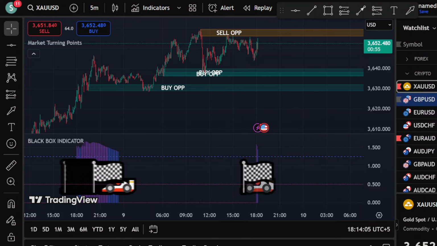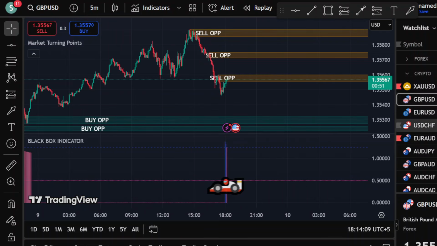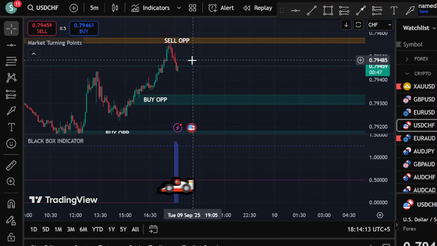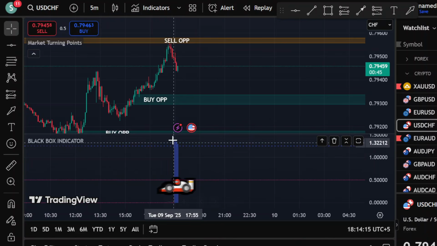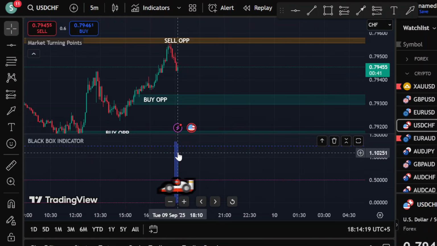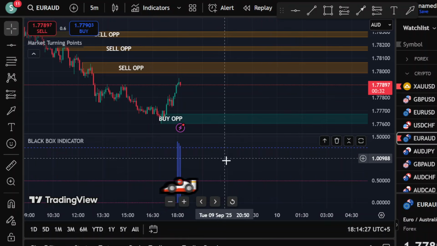So basically the purpose of the black box indicator is to find when the smart money is actually entering into the market. Okay, so for example, just look at this USD CHF. It has provided us with a note that this is the high confirmation volume, plus the selling opportunity was on the market turning points. So if you have both indicators, that becomes a very good package.